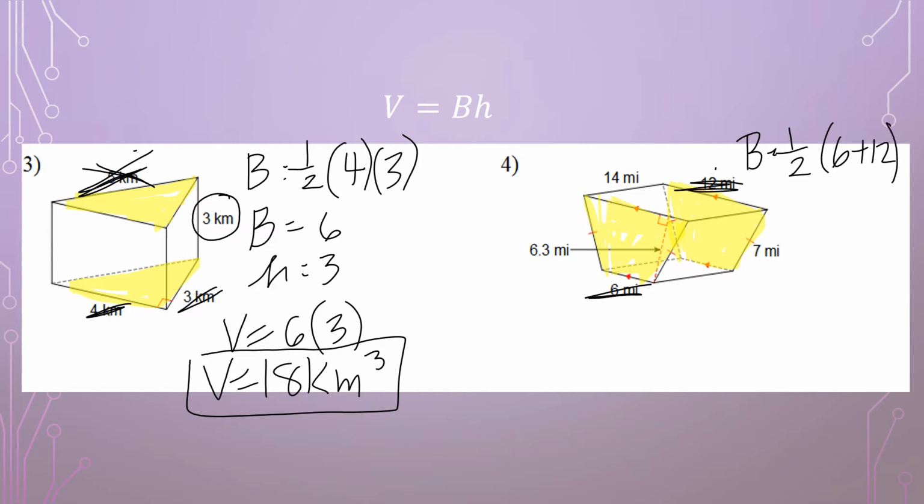And then the height of the trapezoid itself is the 6.3. So you're going to multiply all those together. 1/2 times 6 plus 12 times 6.3 is 56.7.